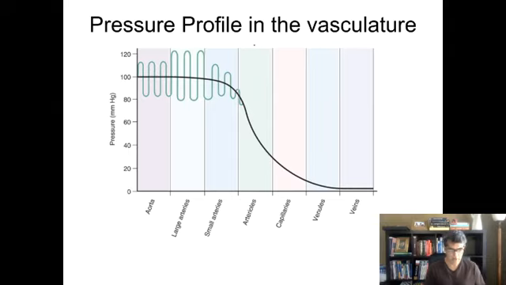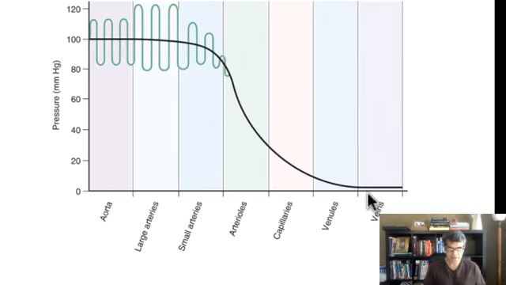Let's take a look at this diagram. On the x-axis of this diagram, you have aorta, large arteries, small arteries, all the way to the vein. This shows the sequence of the blood vessels in our body. And on the y-axis, you can see the pressure. Don't worry about these green lines here. Let's focus on this solid black line.